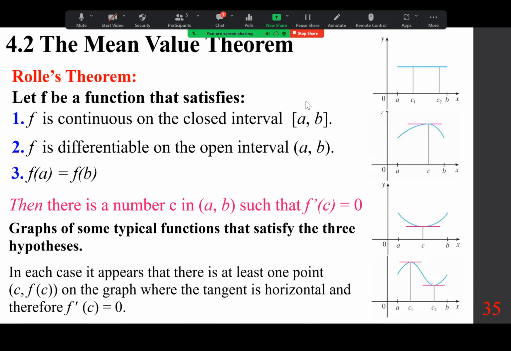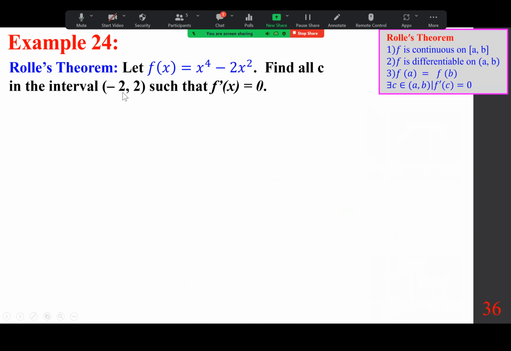All right, so here's an example of Rolle's theorem. Let f of x be x to the power of 4 minus 2x squared. We want to find all c in the interval of -2 to 2 such that f prime is 0. And I'm reminding you that Rolle's theorem tells us if f is continuous on the closed interval, differentiable on the open interval, and f of a equals f of b, then that's the case. So we have to go through all of those and see what we have here.